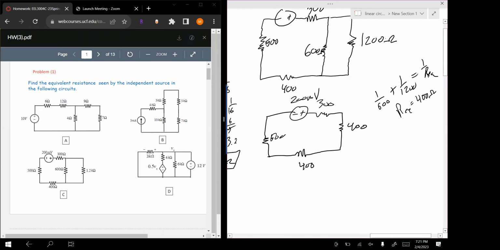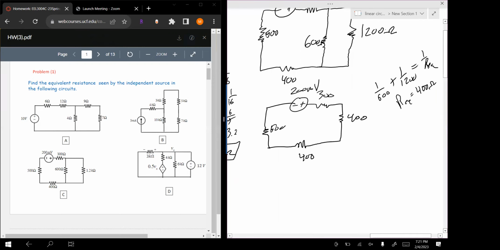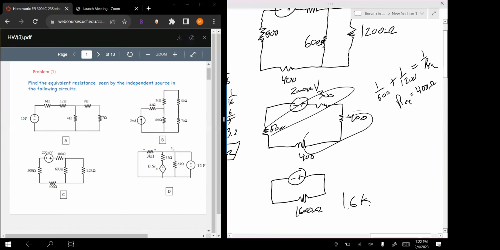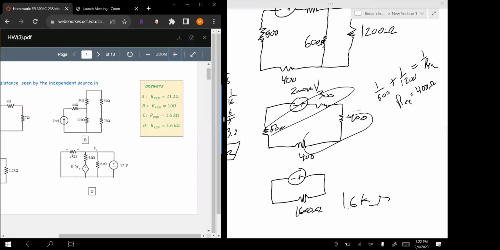I don't see why we would have to change this. So here's what I'm saying. Look, you have 800 right there. You have another 800. So I'm going to go with 1600 ohms, or 1.6 kilo ohms, for C. Let's go. All right.